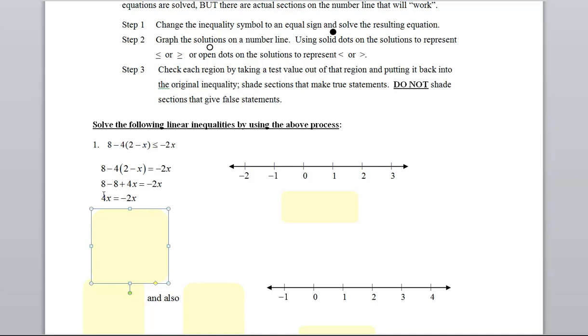Get my x's to one side. I'm going to add 2x. So I should have 6x equals 0, and then divide by 6. So x equals 0. That's my solution. So I need to put it on the number line. Because it's a less than or equal to, I'm going to use a solid dot. Let me get my dot down here and put it on 0.